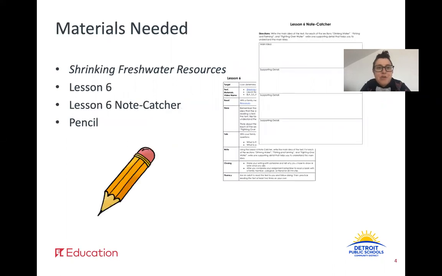All right, let's make sure that you have everything you need for today's lesson. First, make sure you have a copy of the text, Shrinking Freshwater Resources. We'll be using that text all week. It's located in your ELA packet on page 19. You're also going to need a copy of Lesson 6 and the Lesson 6 note catcher on pages 23 and 24 of your ELA packet. You're also going to need a pencil to write with. Go ahead and pause the video here and make sure that you have all the materials you need for today's lesson.